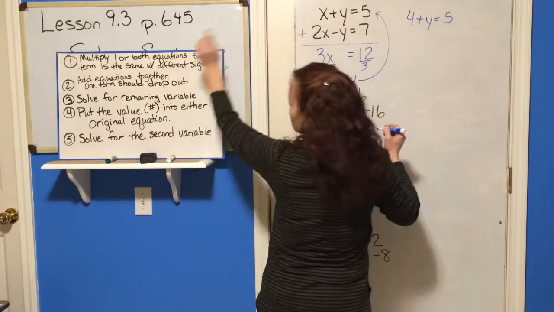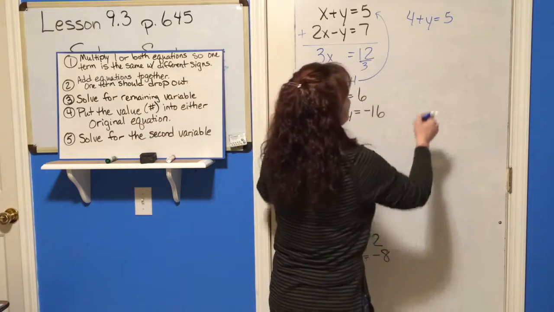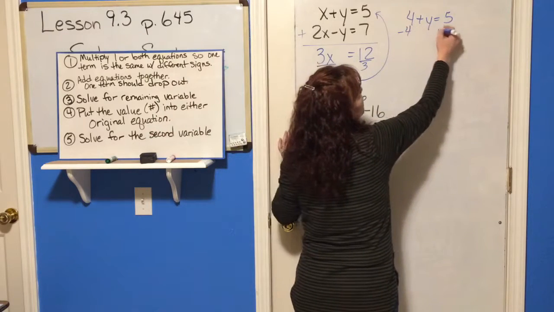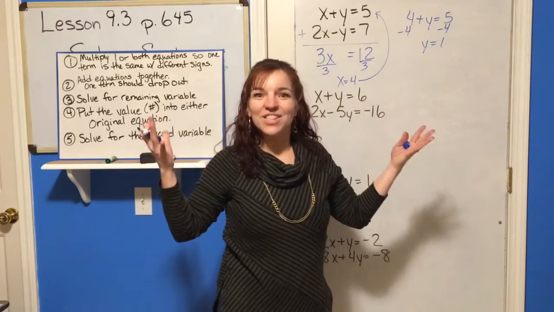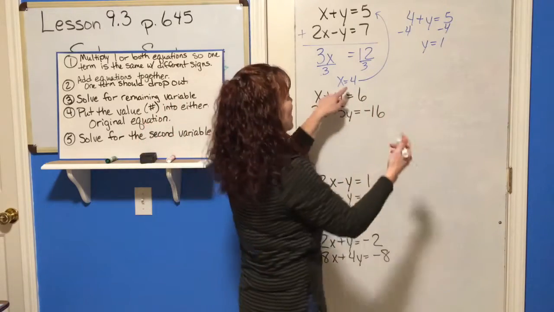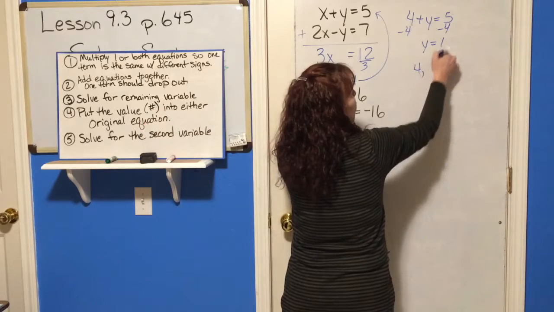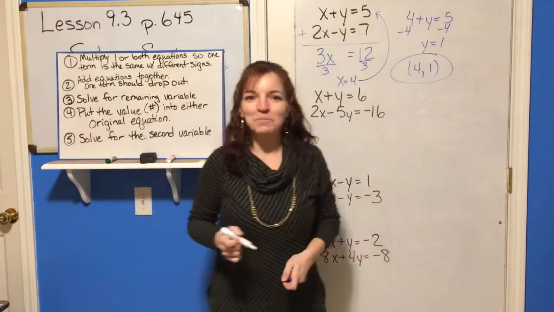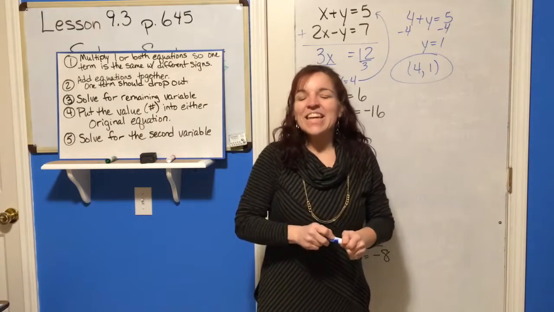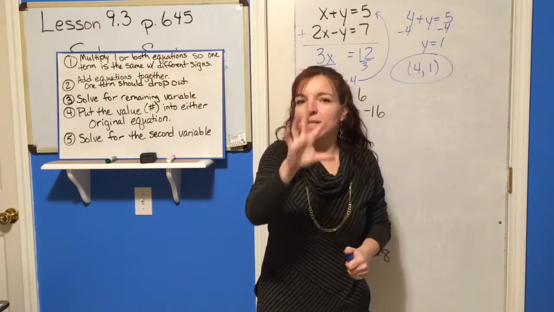And then the next step is to solve for the second variable. So subtract 4 on both sides. So y equals 1. Ta-da! Done. Don't forget to write your answer as a point. So x is 4, y is 1, 4, 1 is your solution. Done. All right? Now, the hardest step is the step I didn't show you.